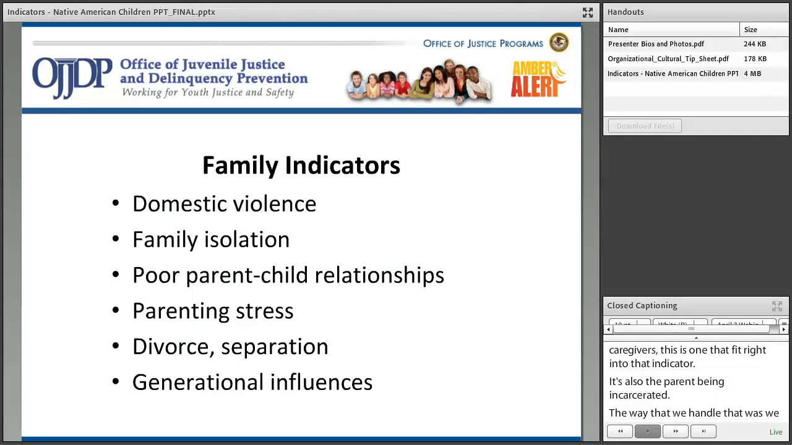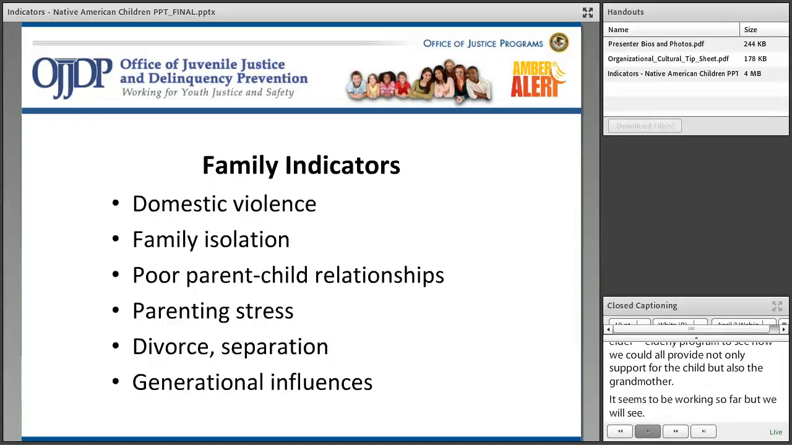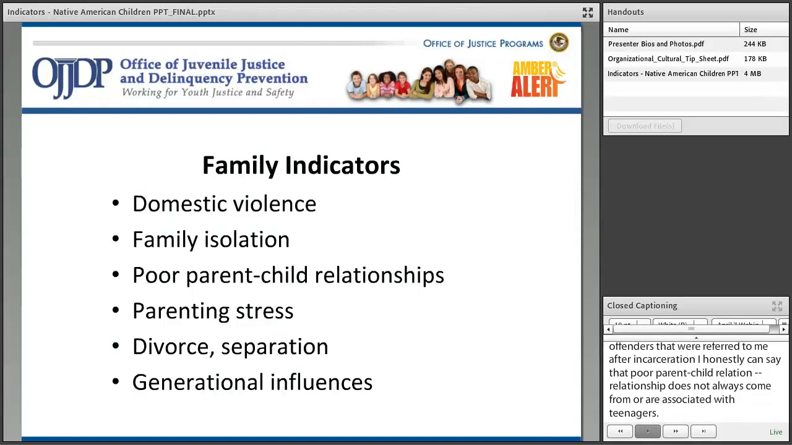So family indicators: domestic violence, family isolation, poor parent-child relationships, and so forth. When it comes to parent-child relationships, as a counselor providing direct services to juveniles, particularly juvenile offenders referred to me after incarceration, I honestly can say that poor parent-child relationships do not always come from or are associated with teenagers. Poor parent-child relationships can and do occur from the age of birth all the way to adulthood.